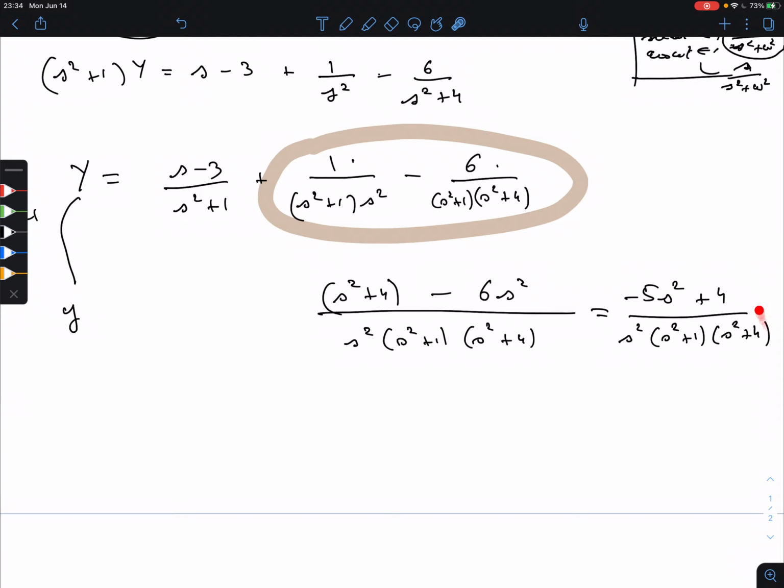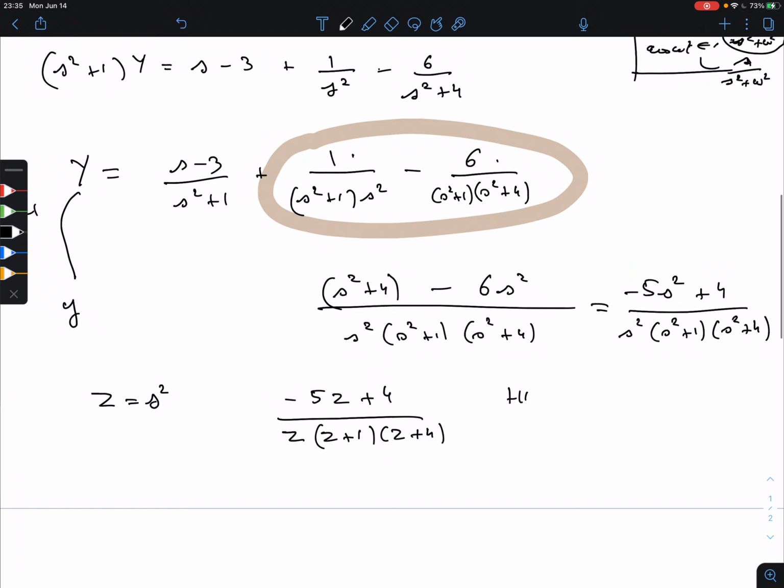Notice that this whole thing is in terms of s squared. That's the beauty of this. This whole thing is in terms of s squared. So if I do the substitution, z equals s squared, what does this become? This becomes minus 5z plus 4 over z plus 1, z plus 4. Look at that. Now you want to do the partial fraction, right? Now you're saying, oh, let me do it because I know how to do this. Because we have different roots, we can use Heaviside. So we're going to get this very quickly.